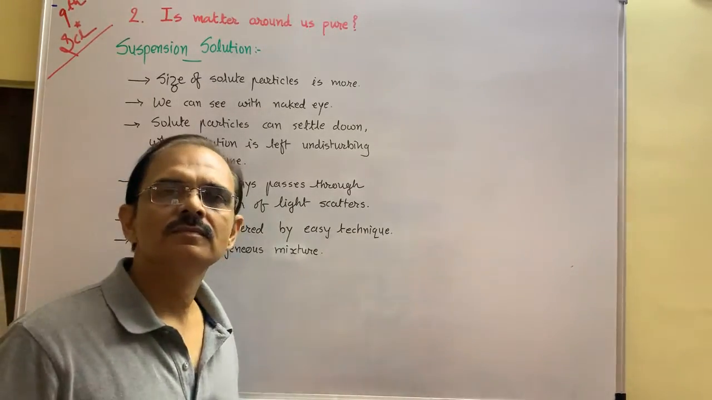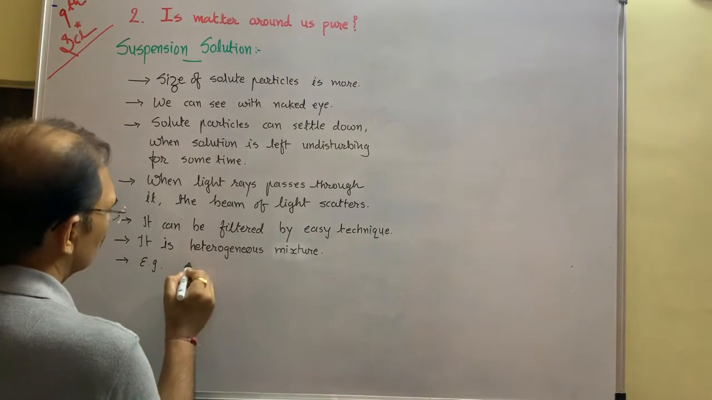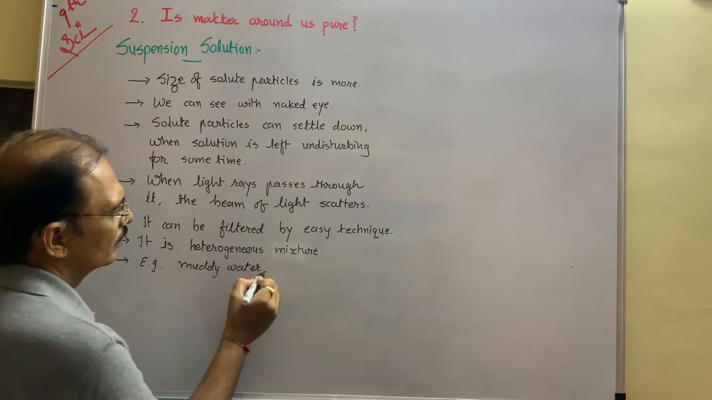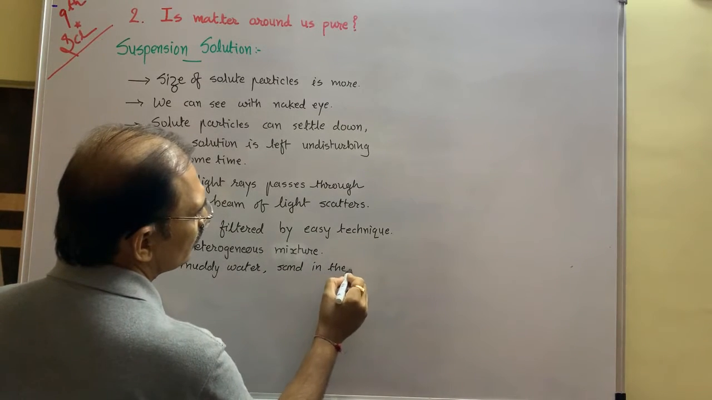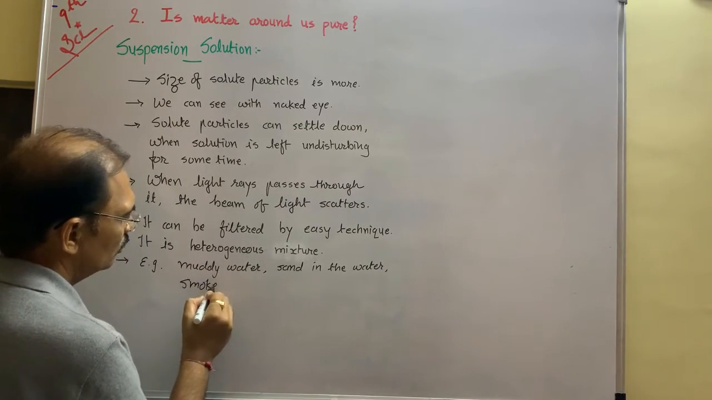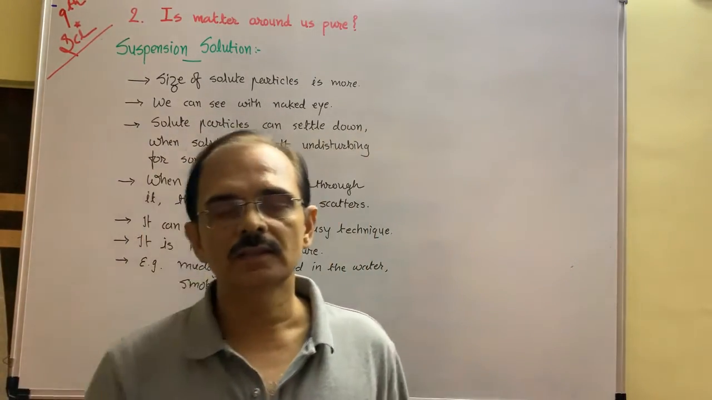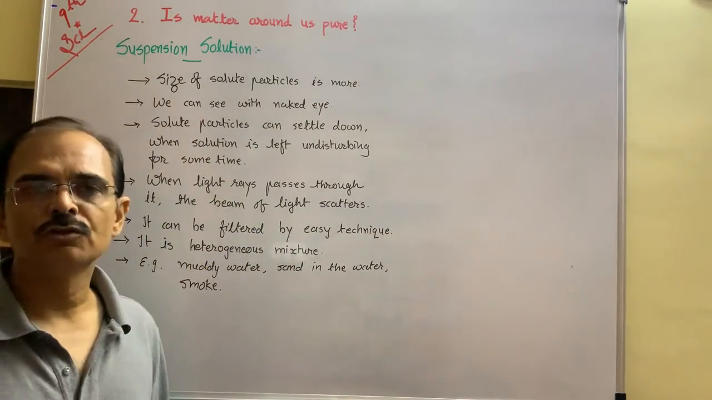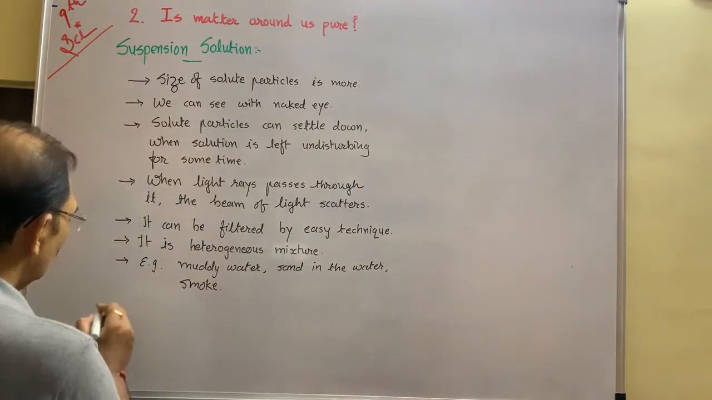As for example, suspension is what? One can say muddy water, sand in the water, you can say smoke, because you can say carbon particles in the smoke. You can easily see these carbon particles by naked eye. So these are called suspension solutions. Now what about colloidal solution?